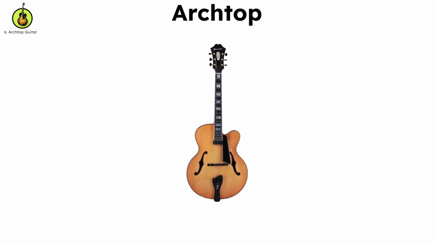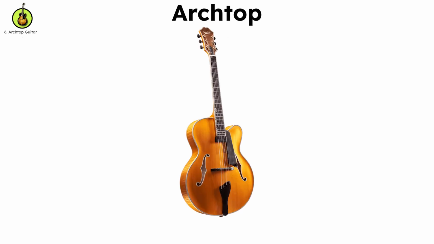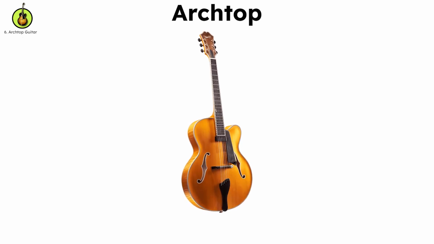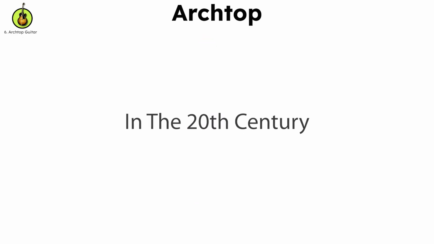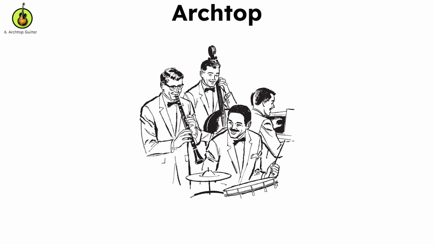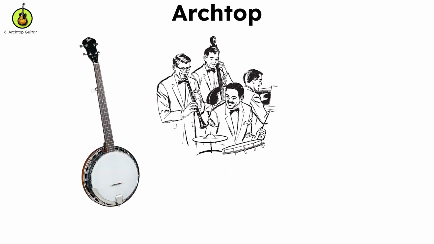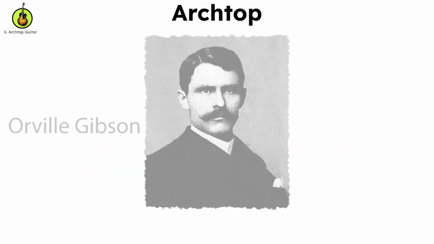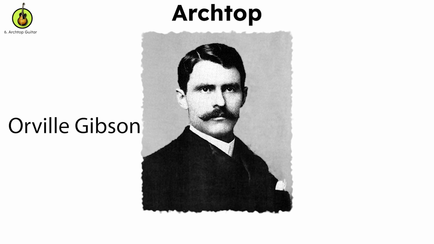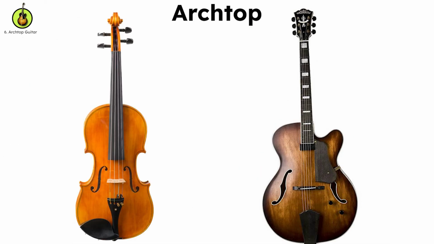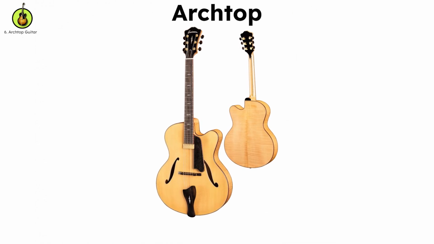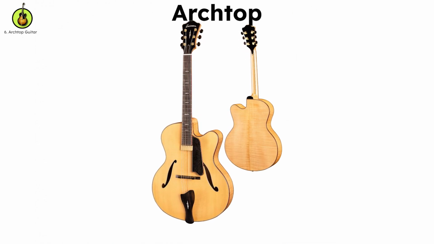Archtop guitar is a hollow semi-acoustic or acoustic guitar with steel strings. It features a distinctive arched top that sets it apart from standard flat-bodied guitars. In the 20th century, as jazz music evolved, orchestras sought to transition from banjos to guitars. Orville Gibson, the inventor of the archtop guitar, believed that curving the guitar's top, similar to a violin, would enhance its volume. He carved the top from wood and increased the guitar's size for better sound projection.